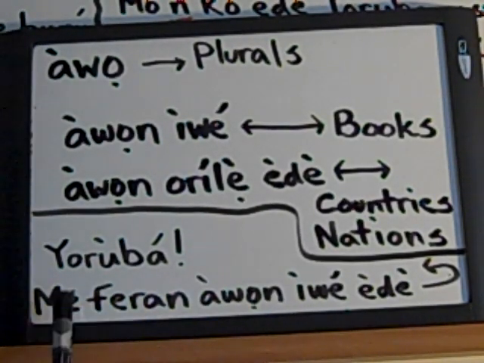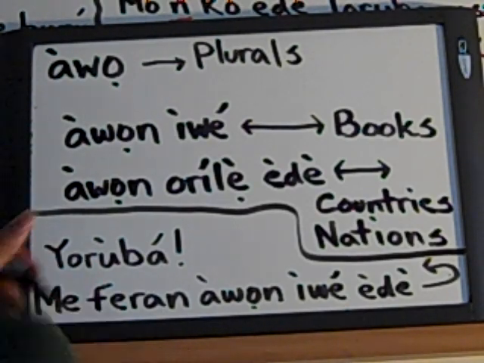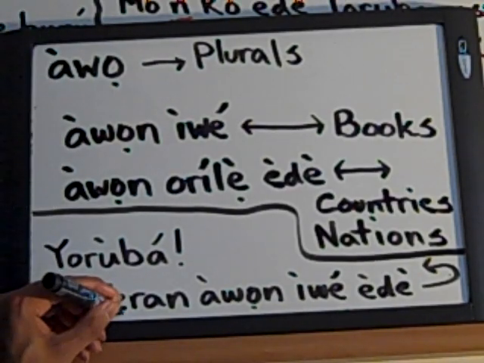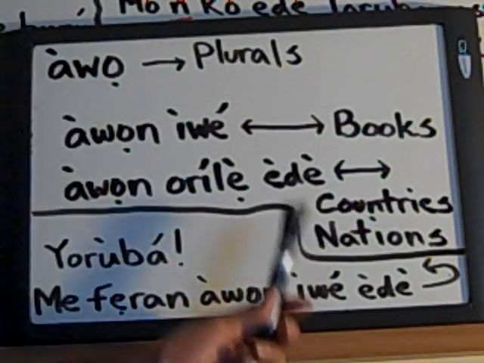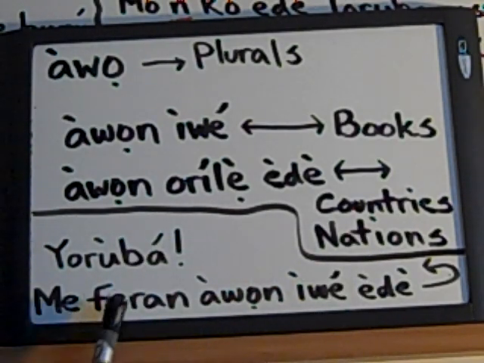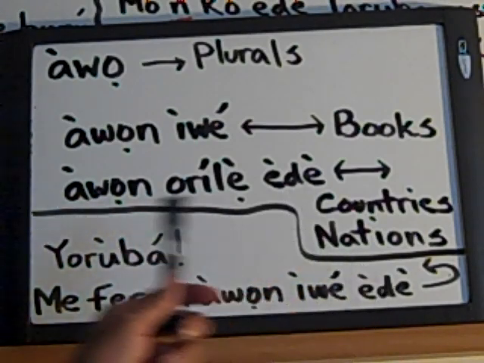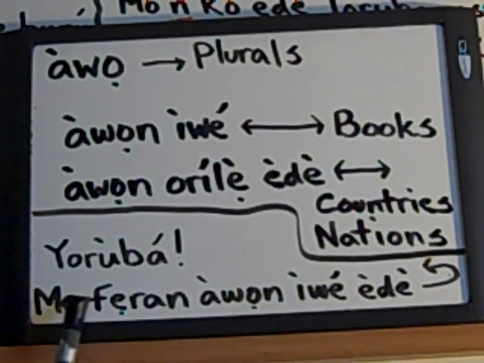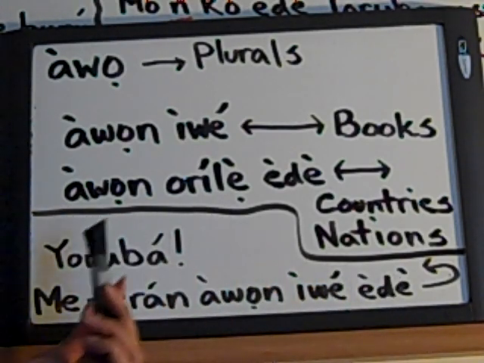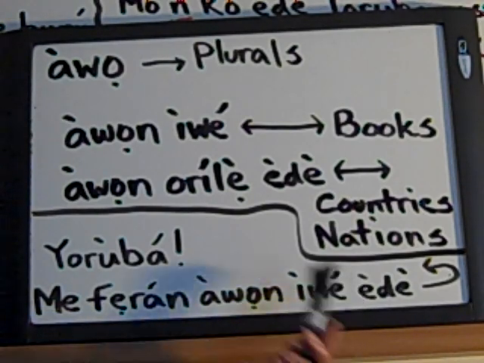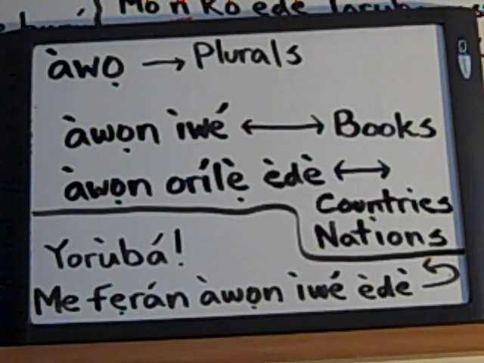And here's an example sentence here. Mo feran awo iwe ede Yoruba. So I like, mo feran, that means I like. I believe the tone is mo feran. I like awo iwe ede Yoruba. So the Yoruba language books, I like.